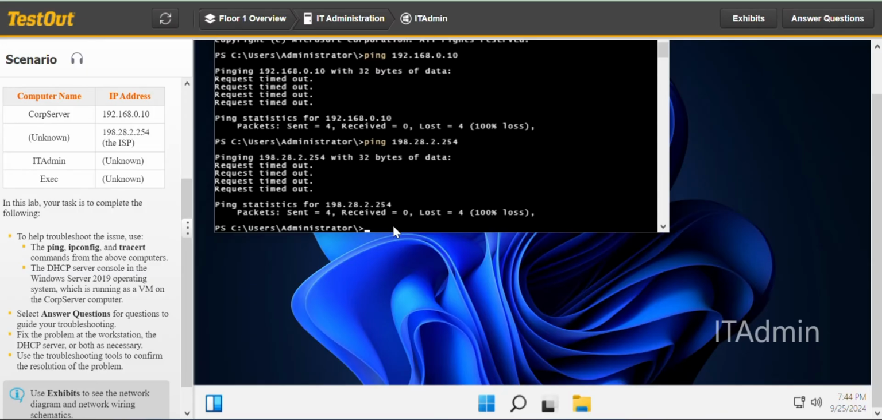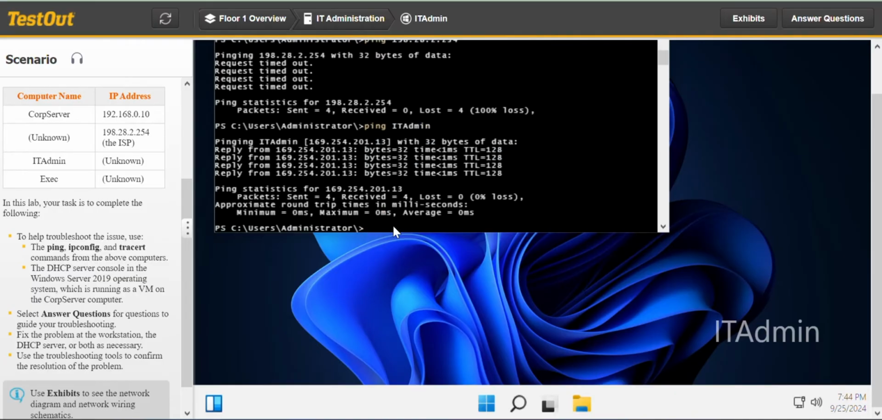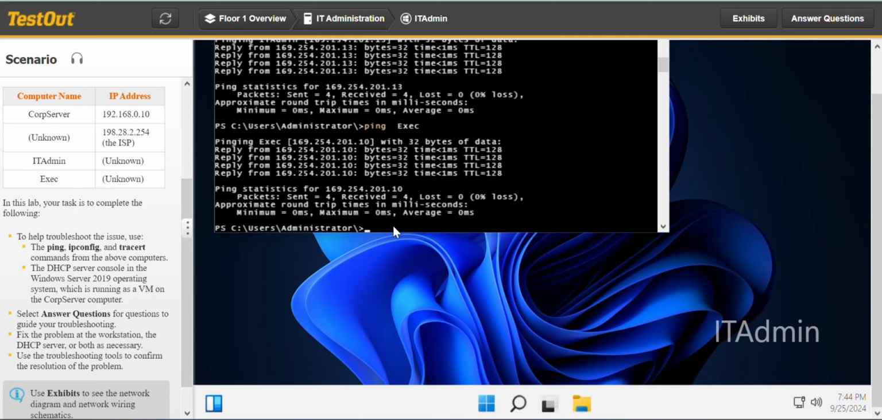So let's try to ping the IT admin itself. It's successful. And let's try to ping the exec computer. It's also successful. So the IT admin and the executive computer are able to ping themselves, but they cannot ping the COP server and the ISP. So we should take note of that. Okay, and let's see the next question.